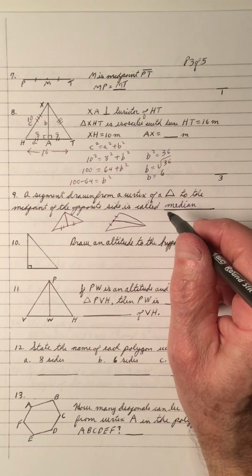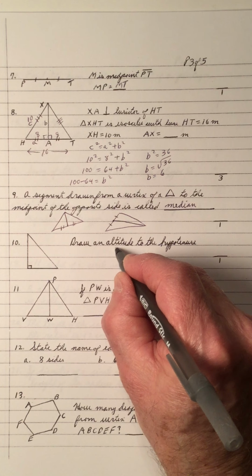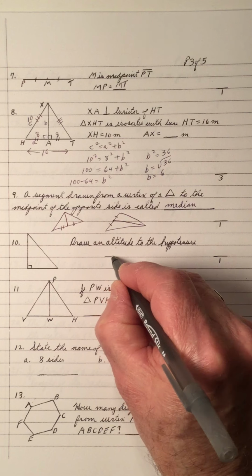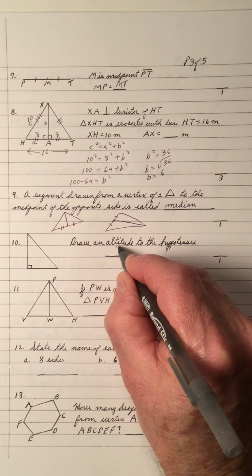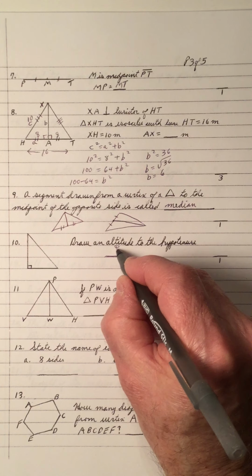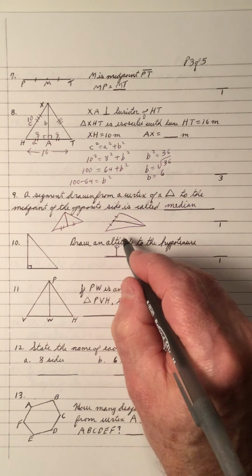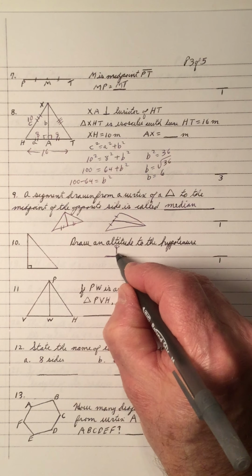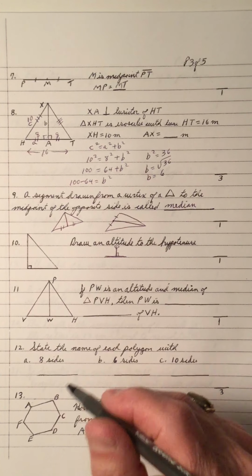Number 10, draw an altitude to the hypotenuse. An altitude means, think about an altitude as being perpendicular, height. If you're standing on the ground, pretend that's the ground, and you've seen a plane flying up in the air. There's the plane. And you were looking up directly overhead, you would get the height of that plane. So if the plane is flying, perpendicular to the ground is the height, the altitude of the plane that's in the air.